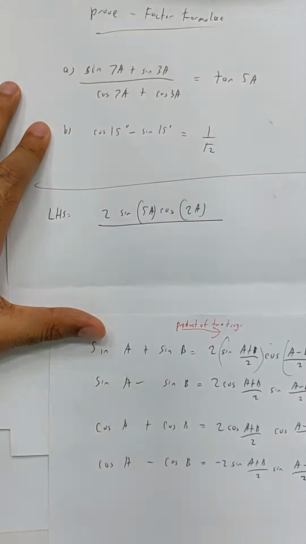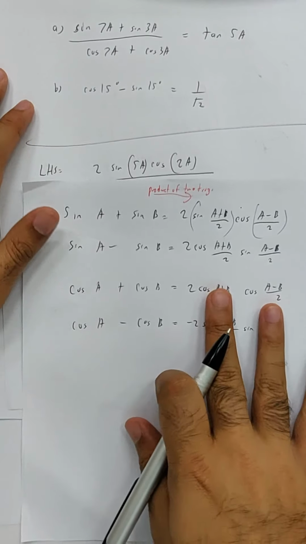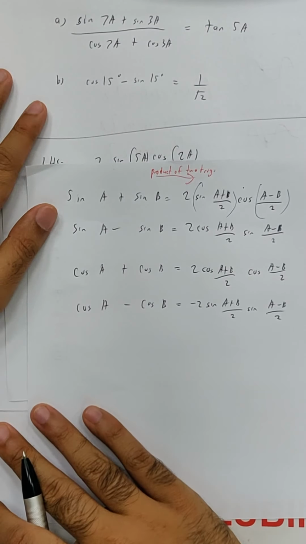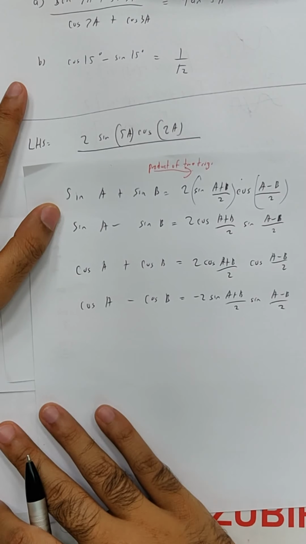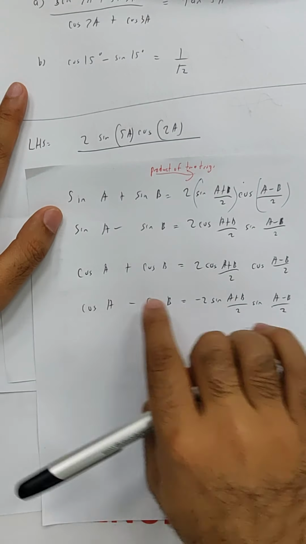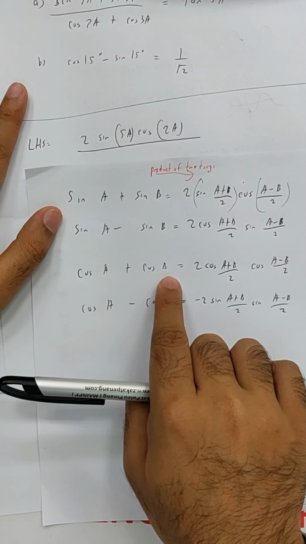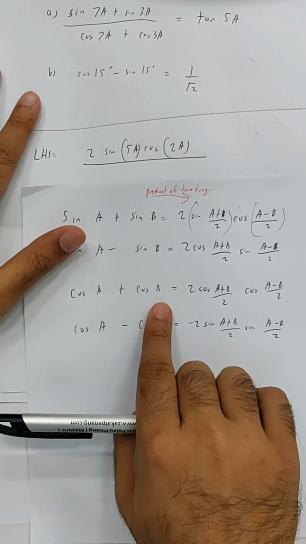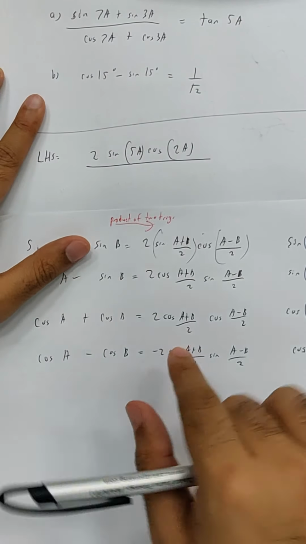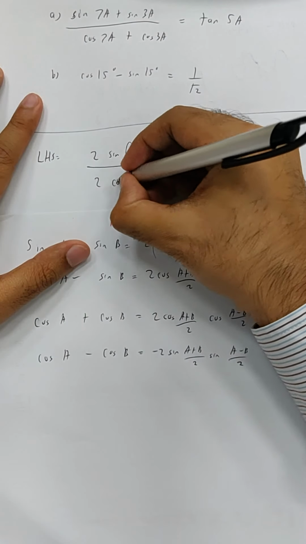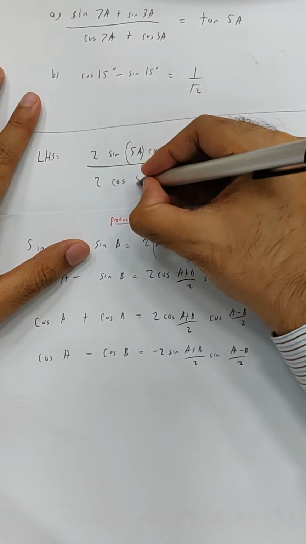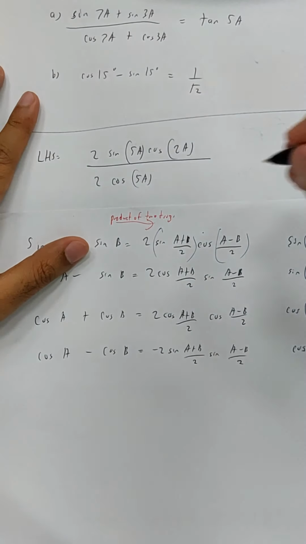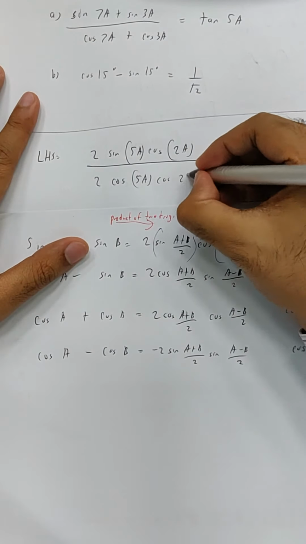What about down there? Cos 7a plus cos 3a. Which one should we tweak? Cos plus cos. What will you get? 2 cos 5a, if I'm not mistaken. And the other one is cos 2a.